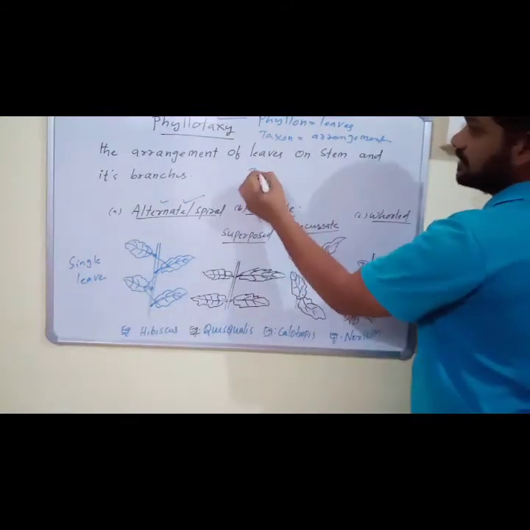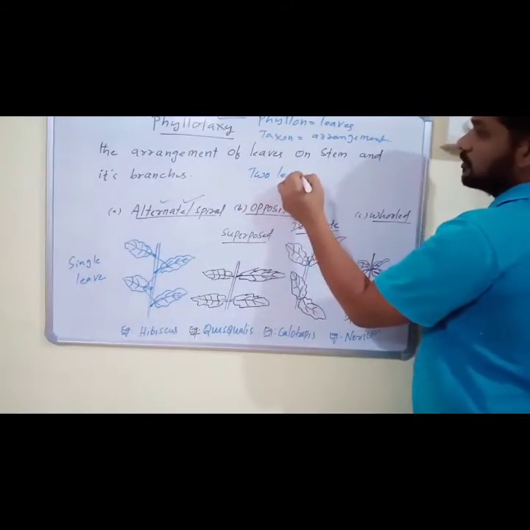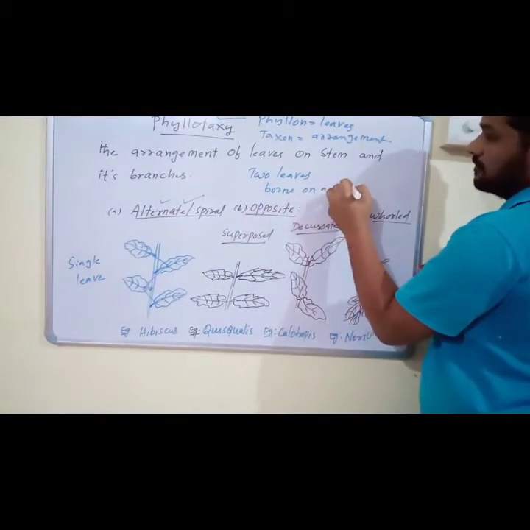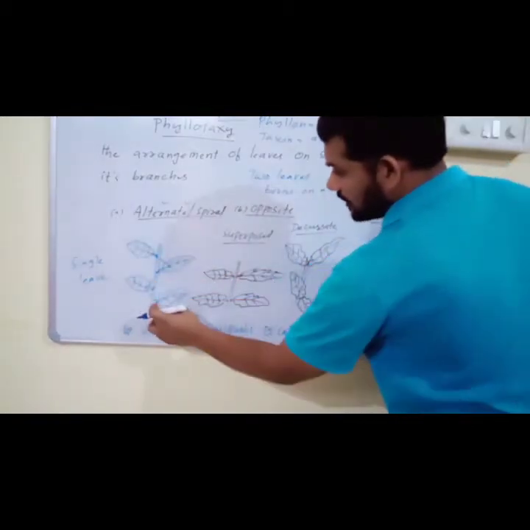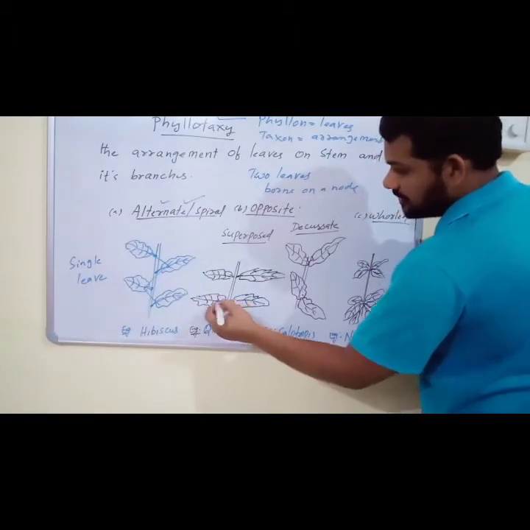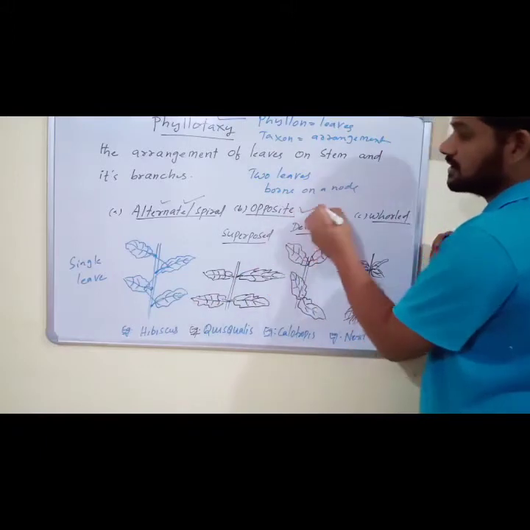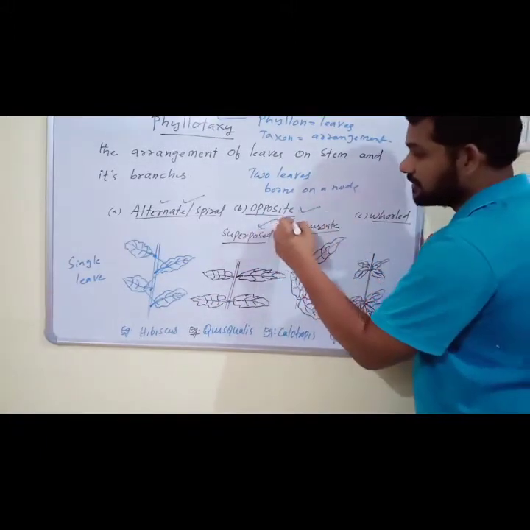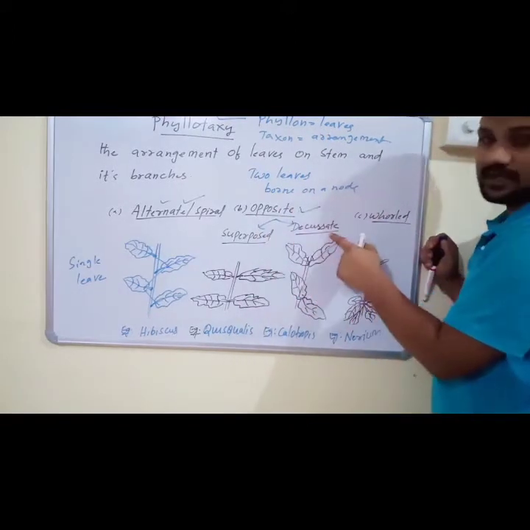The second one is opposite phyllotaxy. In this phyllotaxy, two leaves are borne on a node. In alternate phyllotaxy, only one leaf is borne on a node, but here two leaves are borne on a node. These two leaves are exactly opposite to each other, hence it is called opposite phyllotaxy. Opposite phyllotaxy is further classified into superposed and decussate.